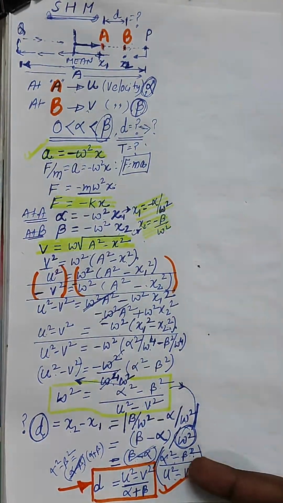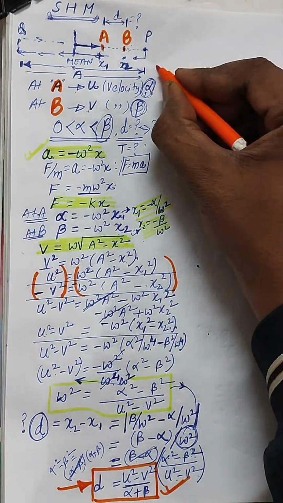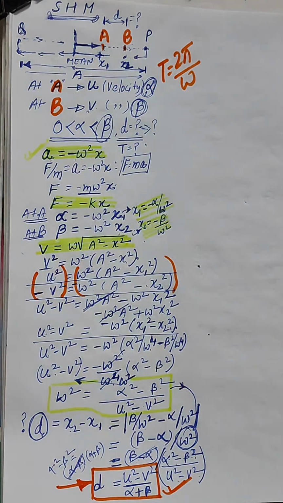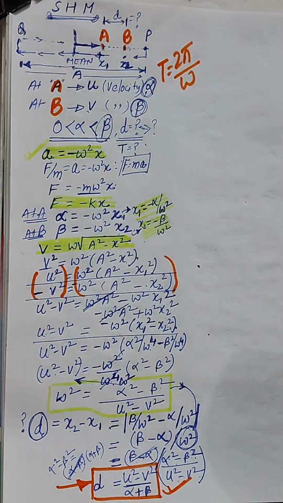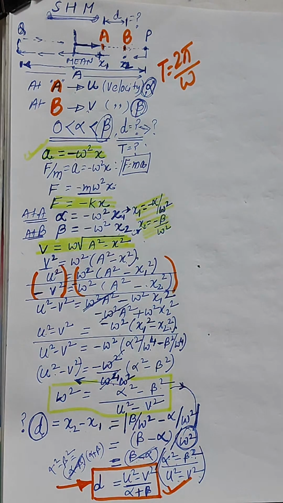Now, the other part of the question was: what is the time period of oscillation? Time period of oscillation is definitely T equal to 2 pi by omega. We can write T is equal to 2 pi by omega. There is a frequent power failure, my dear friends. Sorry for the inconvenience. T equal to 2 pi by omega. So this is the time period of oscillation.